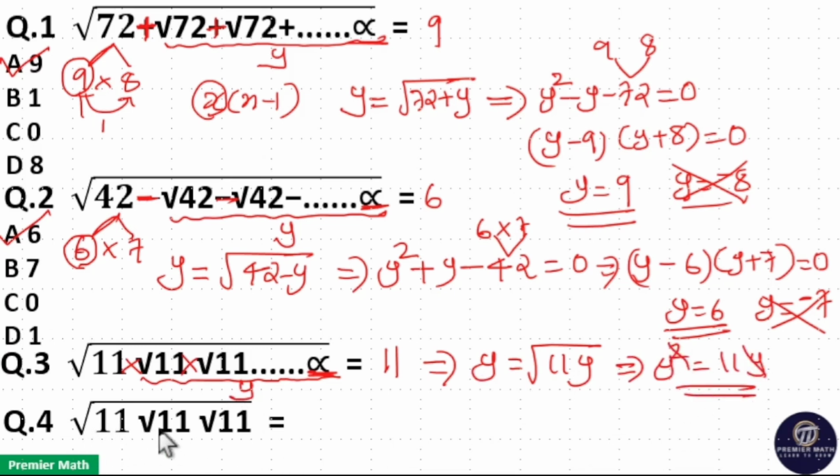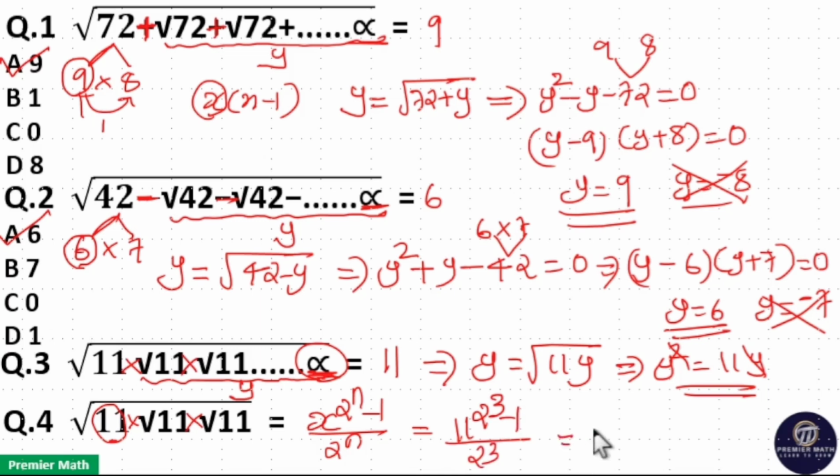Next is root 11 into root 11 into root 11. This is not up to infinity. This is just 3 terms. So your formula is x raised to (2 raised to n minus 1) divided by 2 raised to n. Here x is equal to the number 11, and 2 raised to n, n means the number of times the root appears. Here you have 3 roots. So (2 cube minus 1) divided by 2 cube, which is equal to 11 raised to 7 divided by 8.